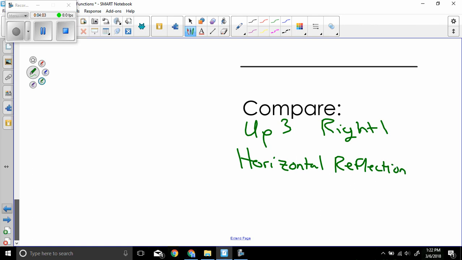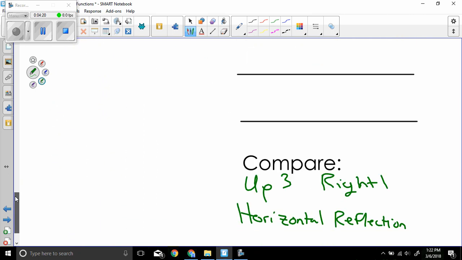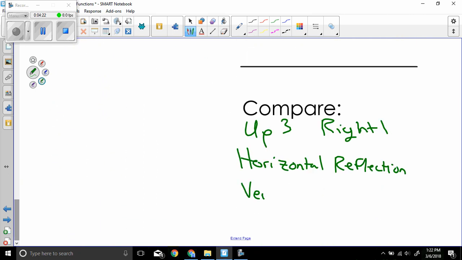That's a horizontal reflection. Okay, and now if you also look at it, it looks like this thing's squeezed. It's a little tighter. It's way smaller. The distance from here to here is no longer 1, like it was down here. Instead, it's a half. So it's almost like it's been compressed. It's been squished. This is known as a vertical compression.